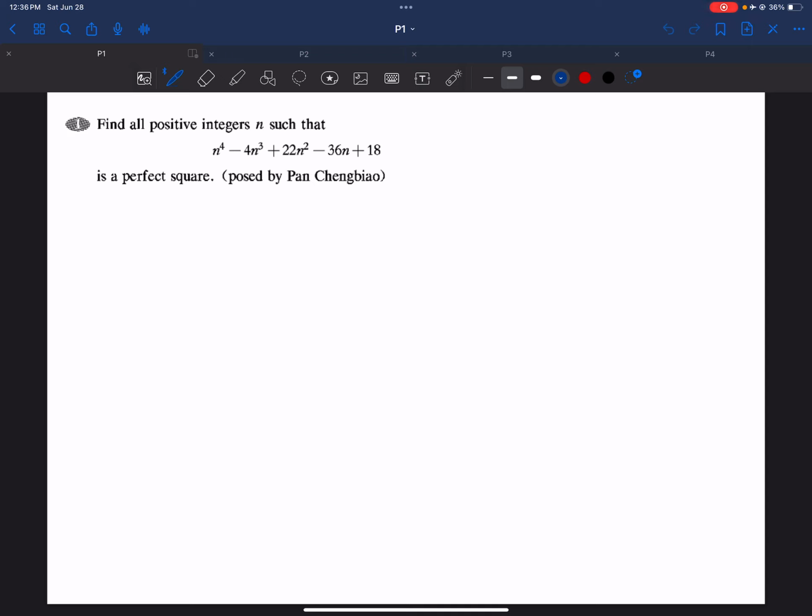Today I decided to take a look at 4 problems from some randomly chosen Chinese Math Olympiad. I think this one is from 2002. So here are the problems. Let's start with problem number 1.